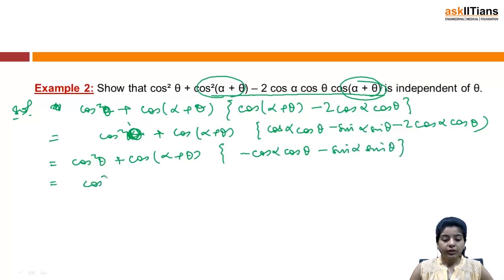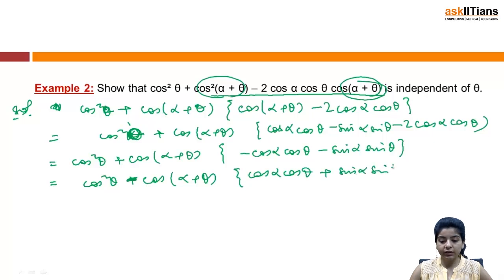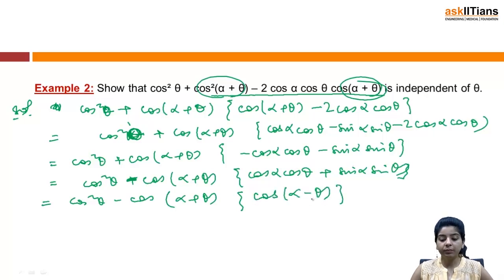This gives me cos square theta plus cos of alpha plus theta, and I can take this negative sign common, so I have minus of cos alpha plus theta into cos alpha cos theta plus sin alpha sin theta. So this becomes cos square theta minus of cos alpha plus theta. Now again cos A cos B plus sin A sin B becomes cos A minus B, so it becomes cos alpha minus theta.